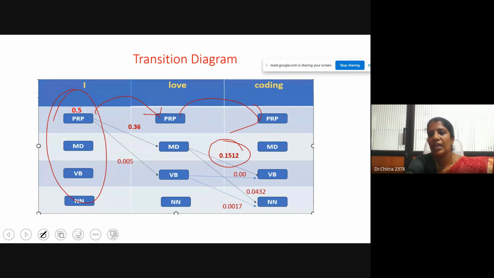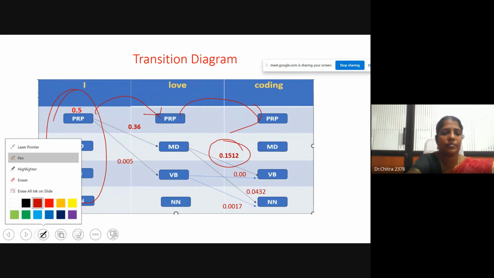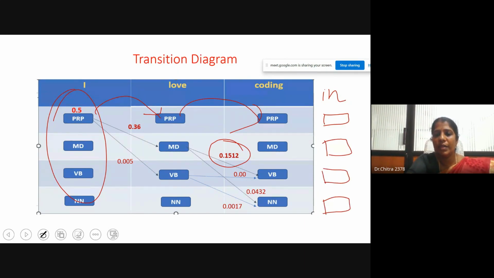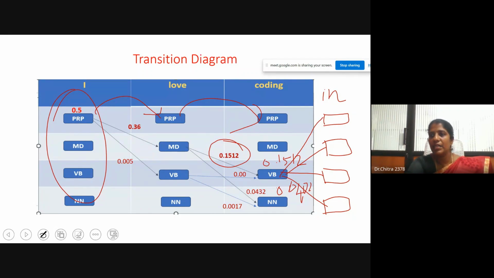For example, if the sentence is "I love coding in", then for the word "in" you should also draw PRP, MD, VB, NN, and here VB is active. 0.1512 is there in VB. Take the maximum probability; among these two, the maximum is 0.0432. So from VB, calculate to PRP, MD, VB, and NN. In the same manner, we should calculate the next step also, if the word is given in the question. Calculate all these things. Then the final step is termination.